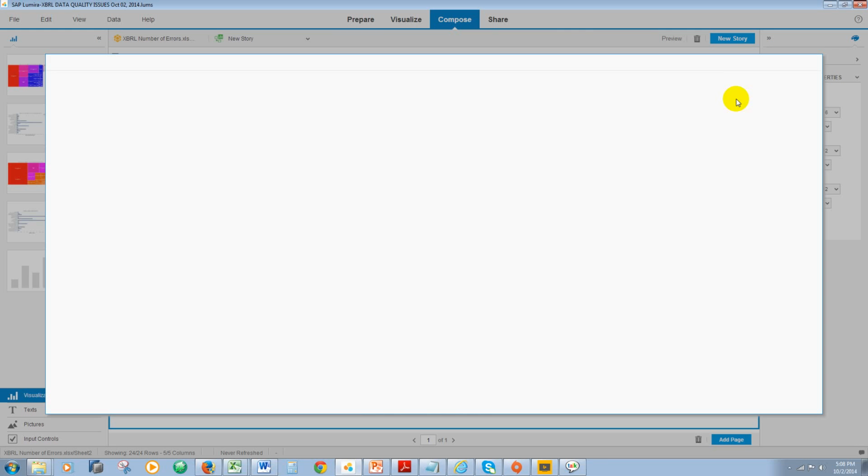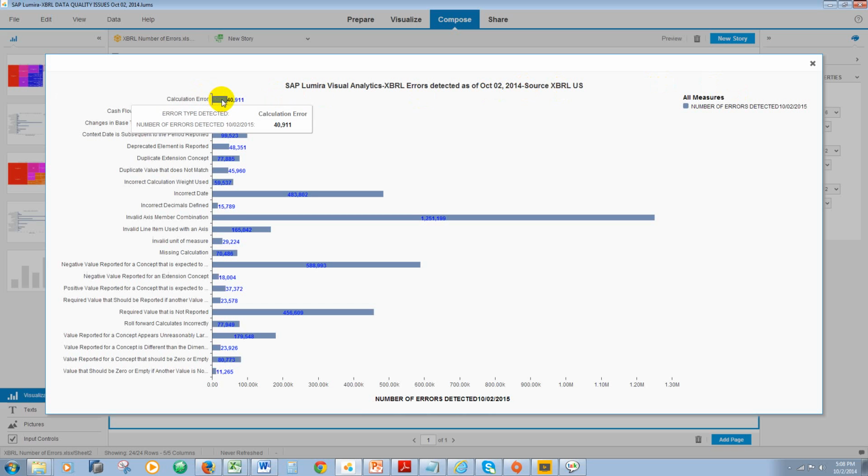And let us expand this. So we have calculation error, which stands at 4911, which is affecting the financial semantics and the accuracy of financial data and of the XBRL data. And then we have changes in base taxonomy effect element usage. So this is affecting the comparability of XBRL data, which stands at 119,907. And then we have incorrect calculation weight used, which stands at 59,537, which actually is affecting the accuracy of XBRL data and the financial semantics.